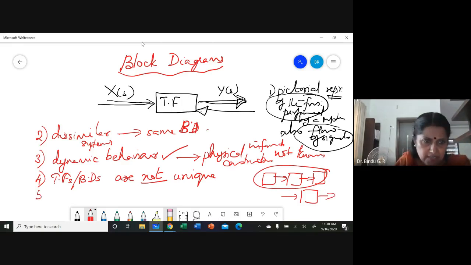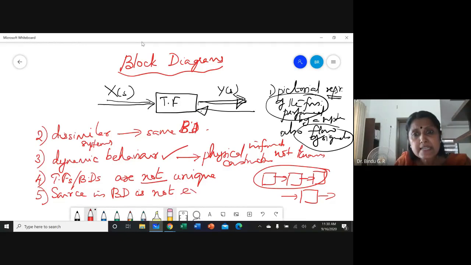And the fifth thing is, the source in a block diagram is not explicitly shown, which means I do not know whether the source is a voltage, a force, a torque, a push, a pull, or whatever. The source is not shown. So this is what I want to explain regarding the transfer function.